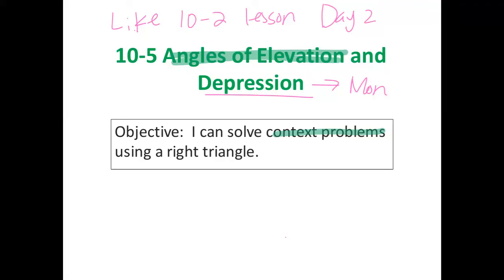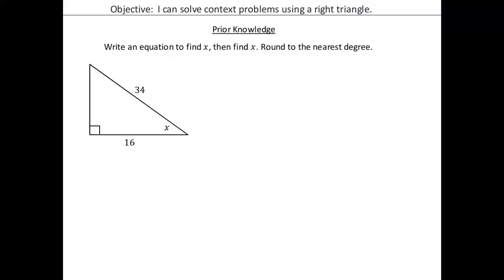Okay, so again, for 10.5, today specifically, we're looking at angles of elevation. On Monday, we'll do angles of depression. For prior knowledge here, we are going to be looking for x. Write an equation to find x, then find it, and round to the nearest degree. So again, this is kind of like our 10.2 lesson, where we had a missing angle right here.